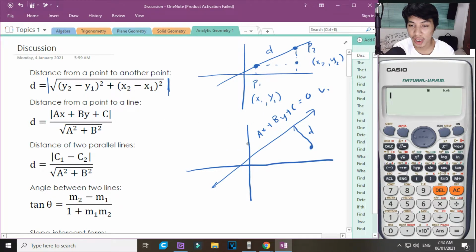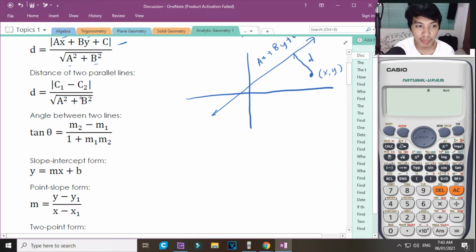Kung meron kang general formula for a line, given by this, you will use yung coefficients nung line na yun. And then, yung coordinates, siyempre, yung coordinate ni x tapos ni y, ilalagay mo dito sa mga variables na yan. Now, yan yung tatlong forms ng distance formulas. Now, another one, the distance of two parallel lines.